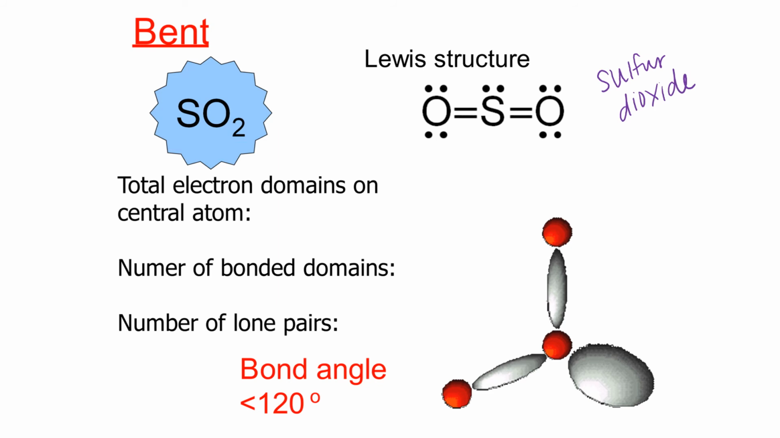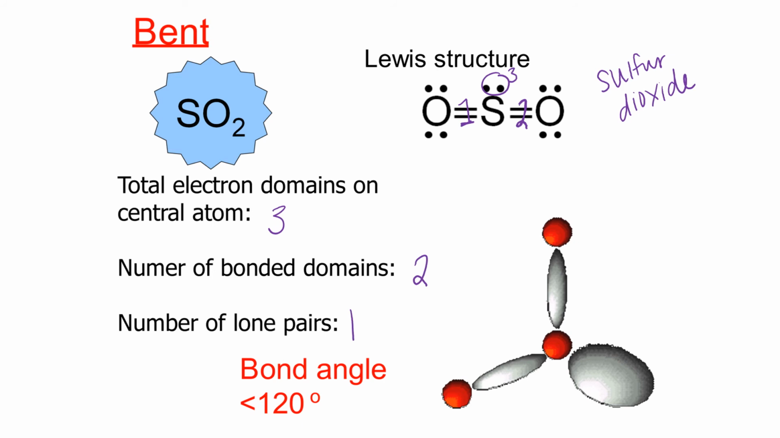And the same idea of trying to figure out the electron domains, we're trying to figure out where there are electrons around the central atom. So we've got one domain in this double bond, a second domain in the second double bond, and we have a third domain in that lone pair. So we've got 3 electron domains here. 2 of those domains are bonded, and 1 of the domains is a lone pair.